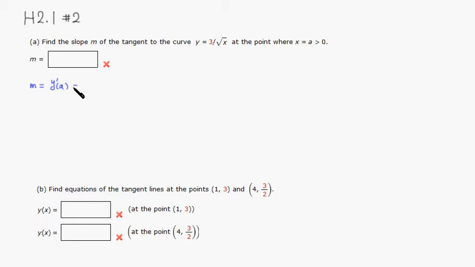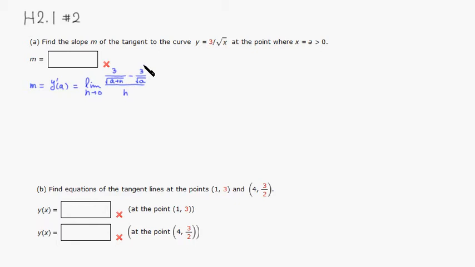So this is equal to the limit as h approaches 0. Then you would have f of a plus h. Every time you see x, we put a plus h. So this is going to be 3 over square root of a plus h, minus 3 over square root of a, then all over h.